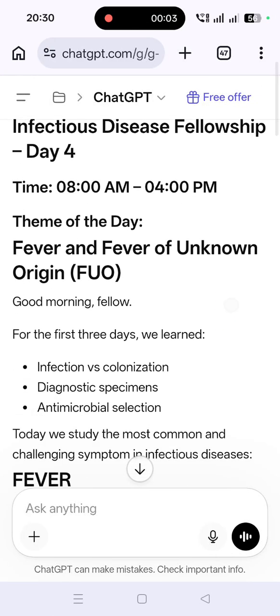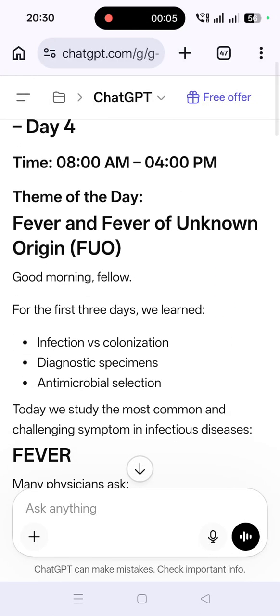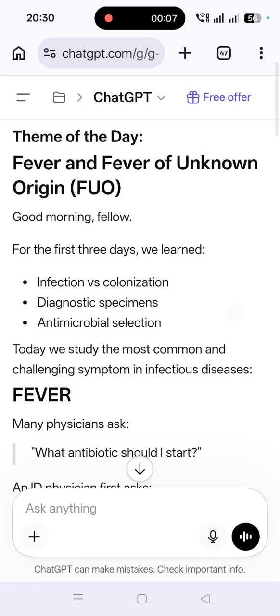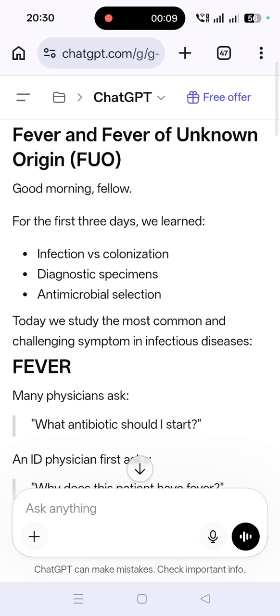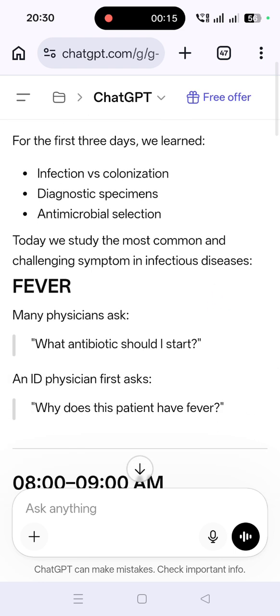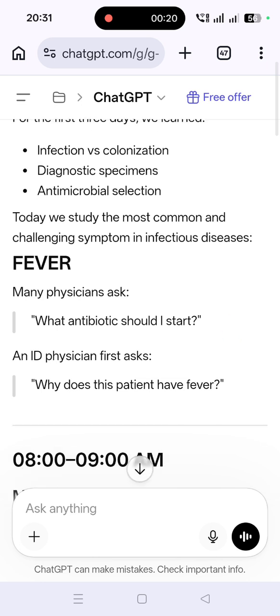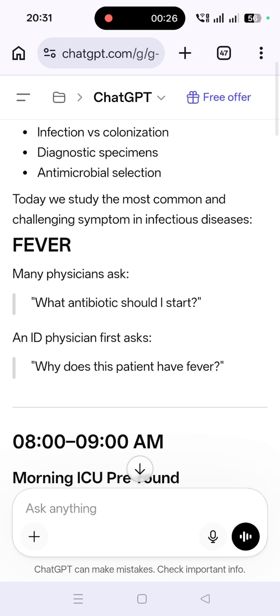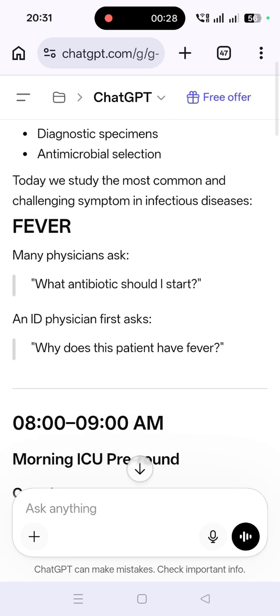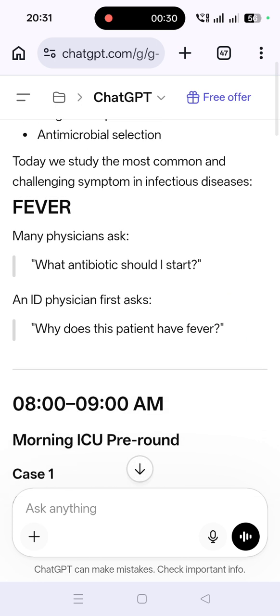So, infectious disease course day 4, time is 8 to 4. The theme of the day is fever and fever of unknown origin, that is known as FUO. For the first 3 days we have read what is infection versus colonization, diagnostic specimens and antimicrobial selection. And today we study the most common and challenging symptom in infectious disease, that is fever.